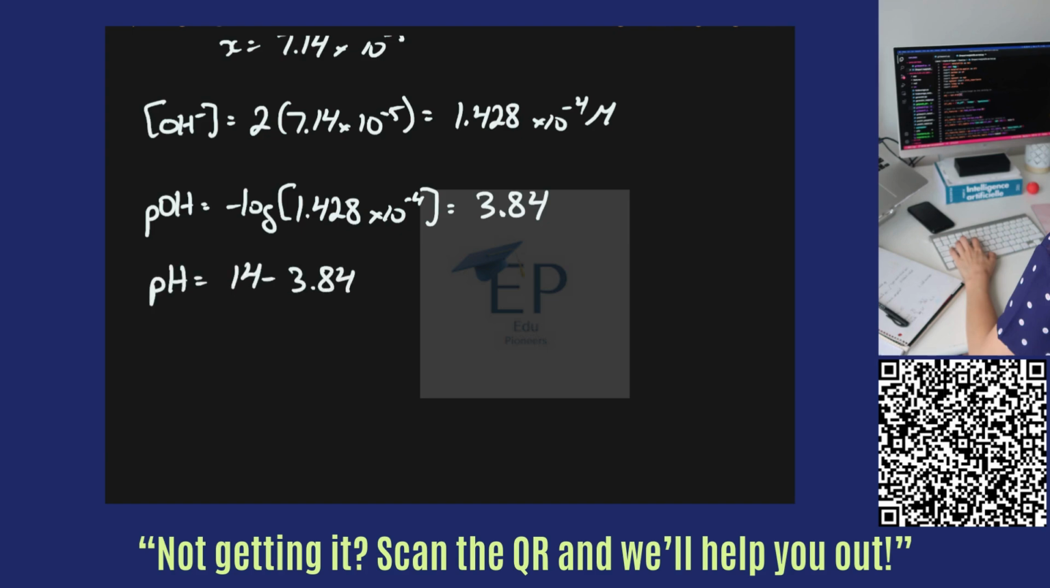And the pH is equal to 14 minus 3.84, and this would give us a pH of 10.16. And here's our answer. This would be the pH of the solution at equilibrium when the solid cadmium hydroxide is added to 0.1 molar sodium iodide.